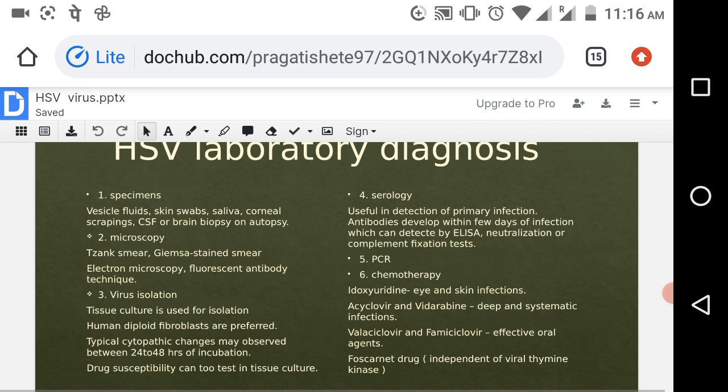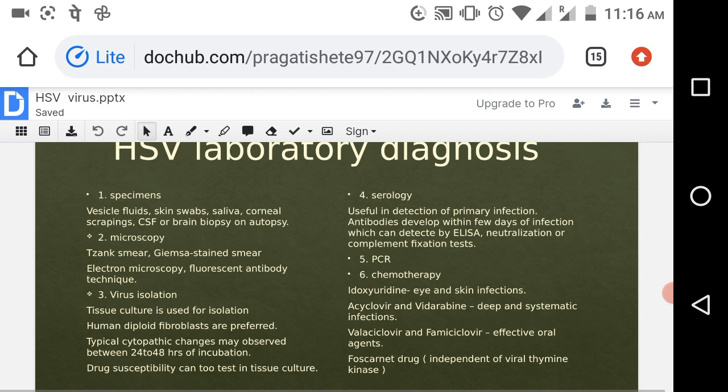Because the virus requires a host cell, human cells, for its multiplication, that's why in tissue culture the human diploid fibroblasts are used for virus isolation. Then the typical cytopathic changes will be observed between 24 to 48 hours of incubation.